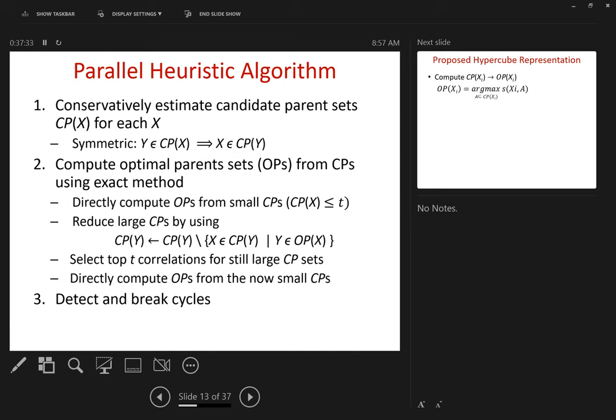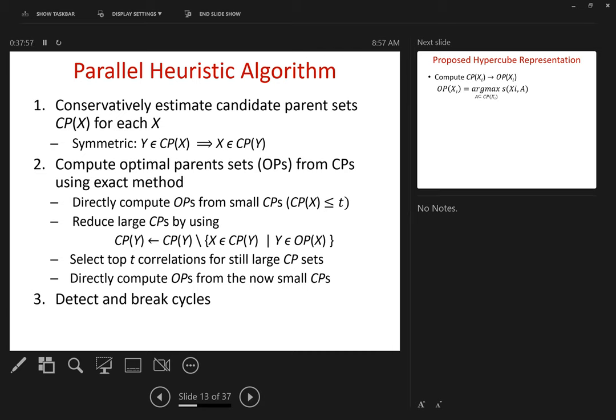This actually has a biological basis because there are transcription factors that trigger a large number of other transcription factors and genes. So the out degree can be large, but the in degree is small. So if the out degree is large, all of those genes which have a smaller in degree will claim it as a parent. And now you remove all of these genes from their candidate parent set, and then the candidate parent set becomes small. So we found that this works actually very well in practice.